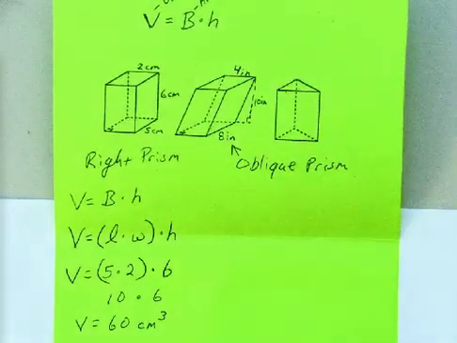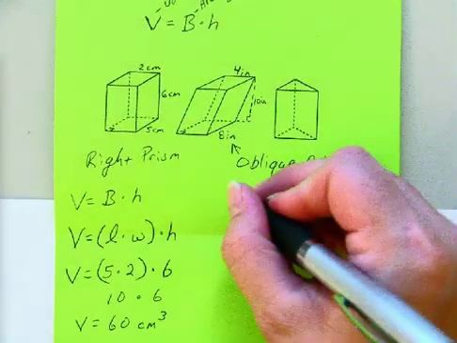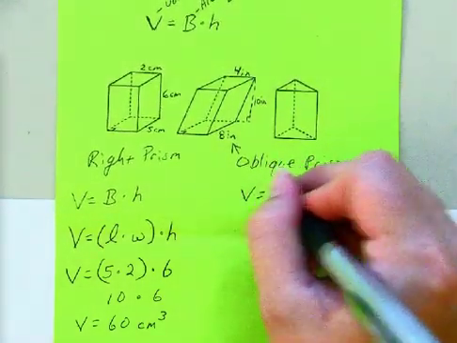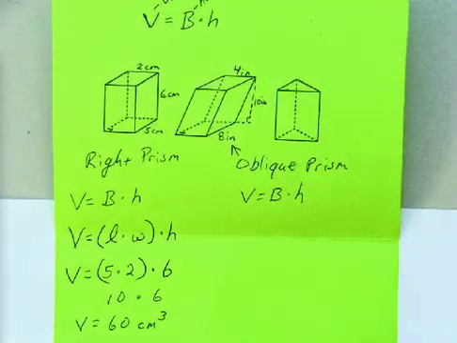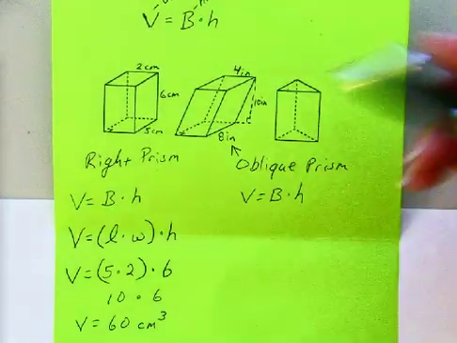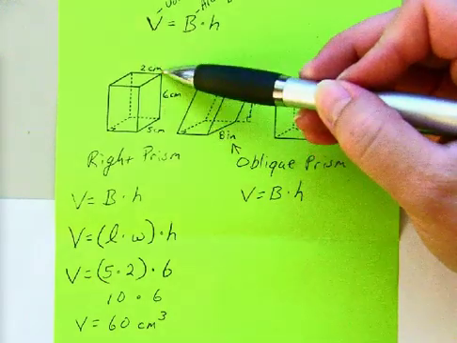Okay, and that's that one. Our oblique prism. Now our formula is still going to be exactly the same. The only difference is where we find the height. You notice on this one, the height is the length of this edge.